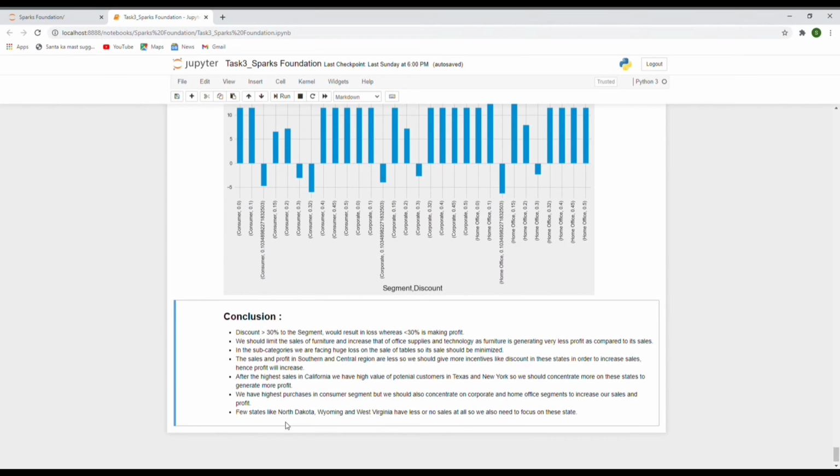Few states like North Dakota and West Virginia have less or no sales at all. So we need to focus on these states.